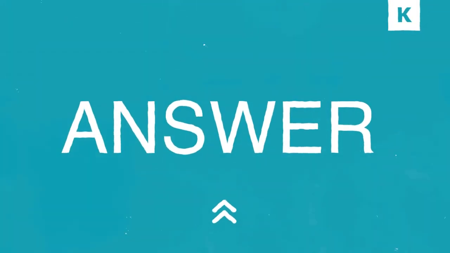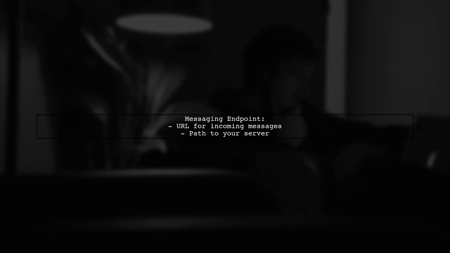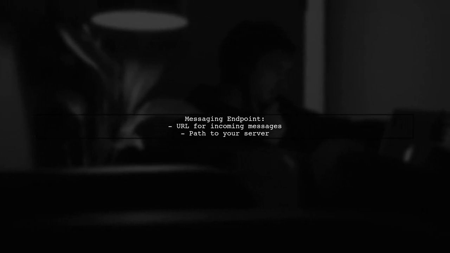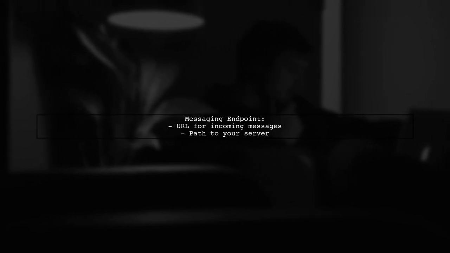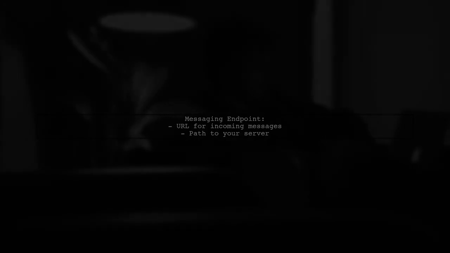Let's now look at another user-suggested answer. The messaging endpoint is the URL where messages sent to your bot arrive. It's the path to your server hosting the bot's code. An example of an endpoint URL is example.com/bmwithlastmessage. This routes to your server and performs a post request.